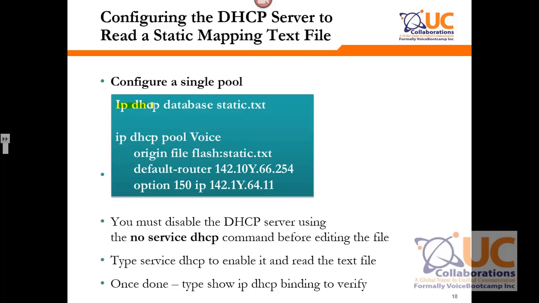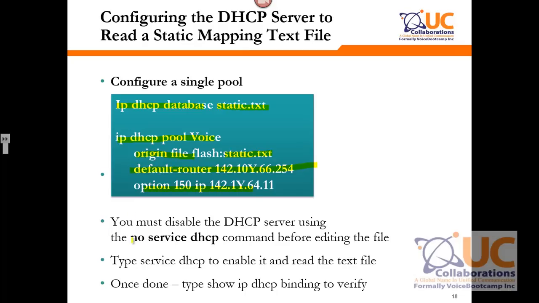First of all, ip dhcp database, which database to pull the information from. So I will have to create a text file called static.txt. In that file will be the database of IP addresses. Then I create a single pool where I'm going to obtain the origin file static.txt. Basically, as opposed to the network statement here, I'm going to say origin file /static.txt. And then of course you have your default router and your option 150.